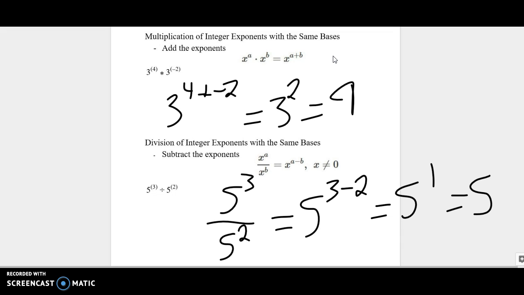And then when you're doing division of integer exponents with the same bases, you can take those two exponents and subtract them, and then you can solve your problem.